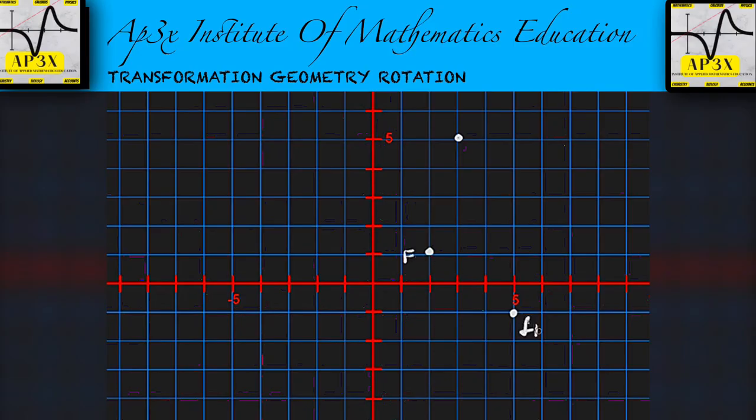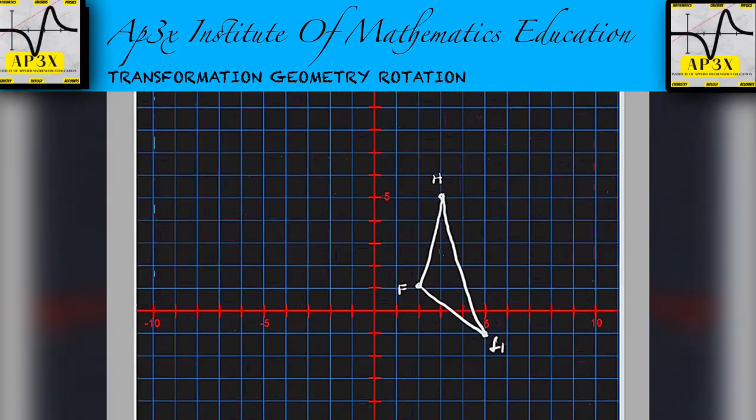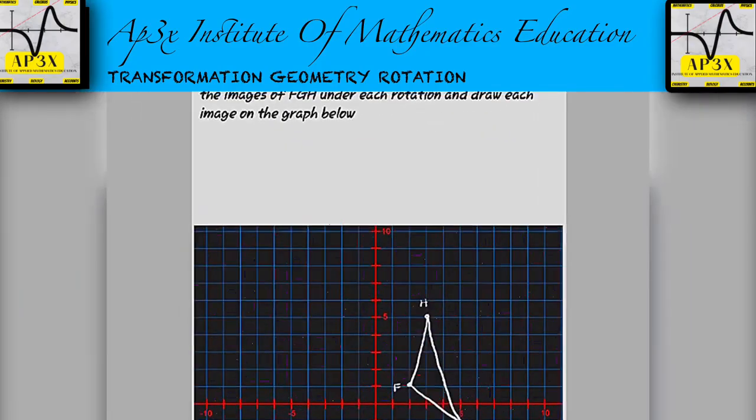That's F, G, H. Connecting them, we're forming this shape here. Oops, it's a bit lean there, guys. So we have this triangular shape here, and we're going to be rotating this through 90, through 180, and through 270. So let's get to it then.